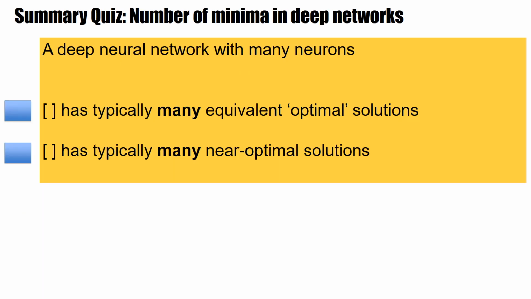So let's finish with a quiz. A deep neural network with many neurons has typically many equivalent solutions. And these equivalent optimal solutions all have exactly the same loss. They have the same error value. And of course, this is correct. And a deep neural network with many neurons has typically many near optimal solutions. And yes, this is also correct.